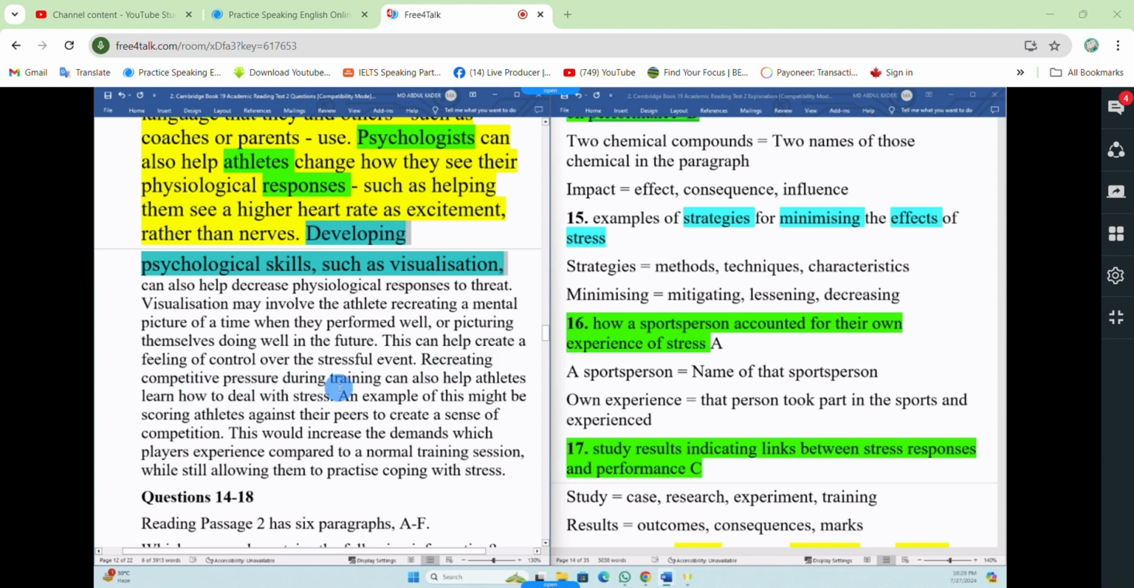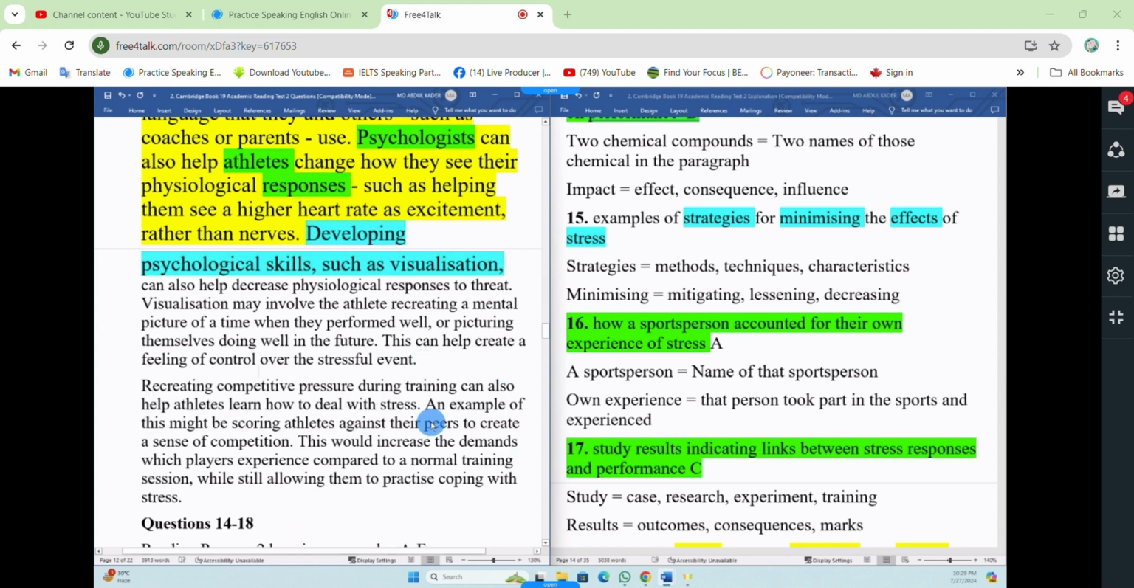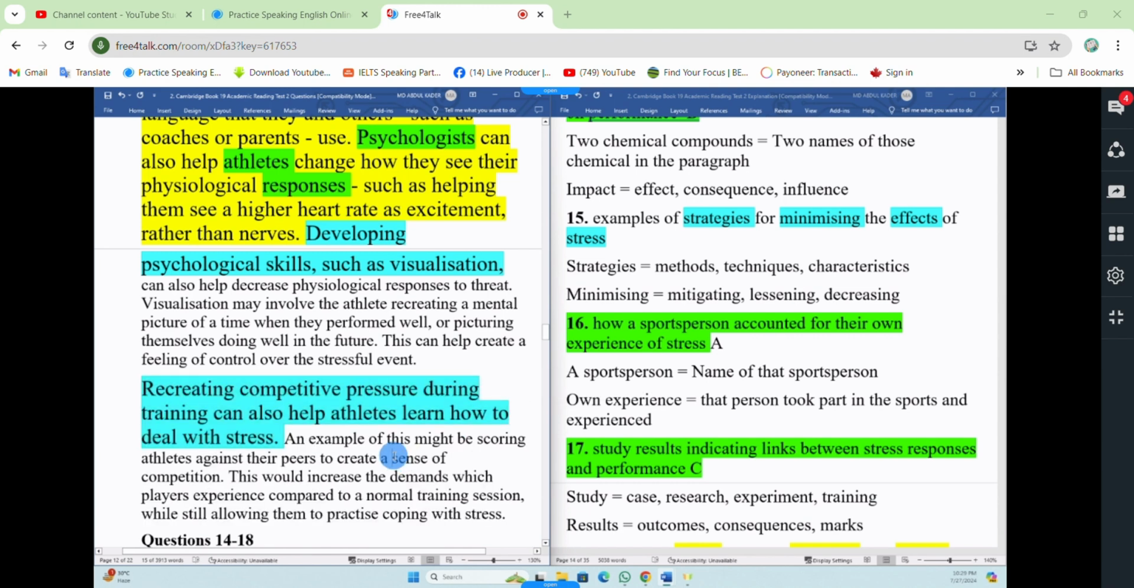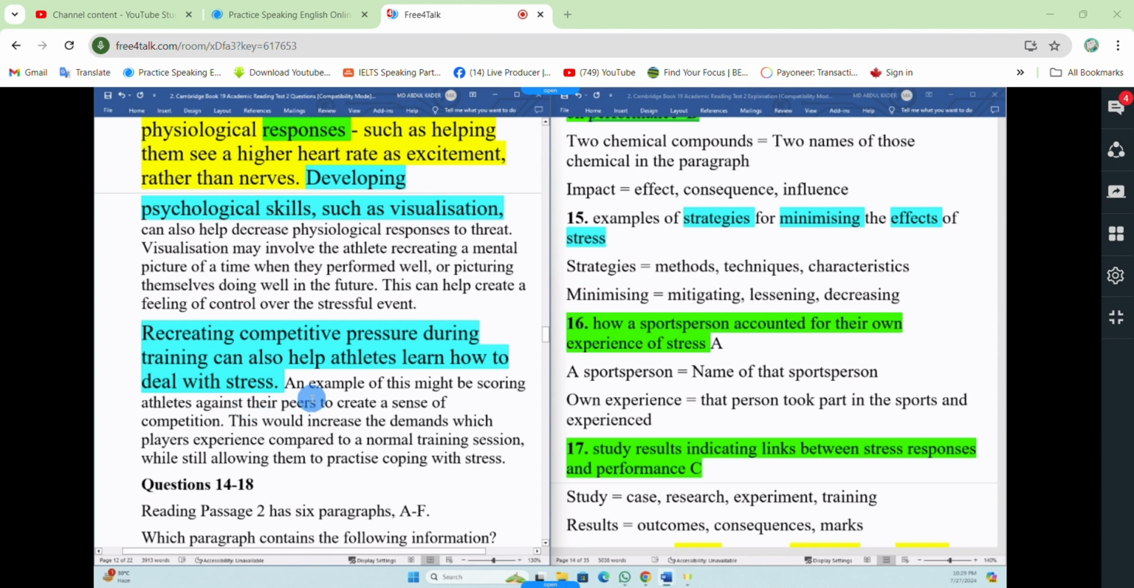Recreating competitive pressure during training can also help athletes. Yes. Next one is here we can see recreating competitive pressure. Recreating competitive pressure during training can also help athletes learn how to deal with stress. So developing psychological skills such as visualization is one way. Recreating competitive pressure during training can also help athletes learn how to deal with stress. This is our another way.